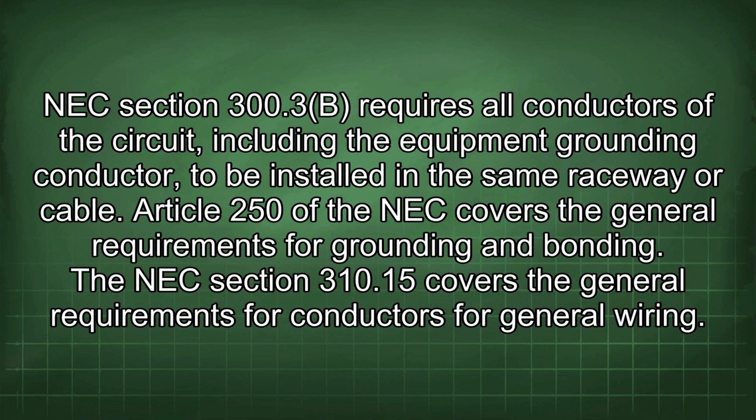NEC Section 300.3(B) requires all conductors of the circuit, including the equipment grounding conductor, to be installed in the same raceway or cable. Article 250 of the NEC covers the general requirements for grounding and bonding. The NEC section 310.15 covers the general requirements for conductors for general wiring.